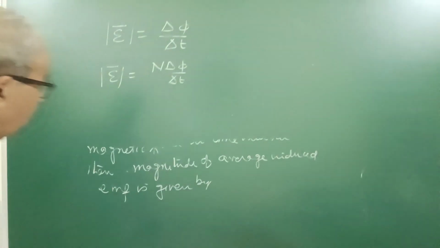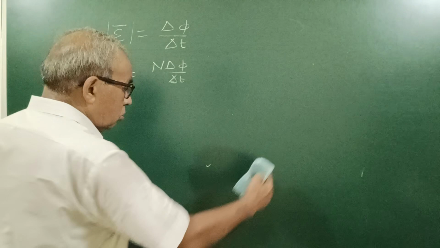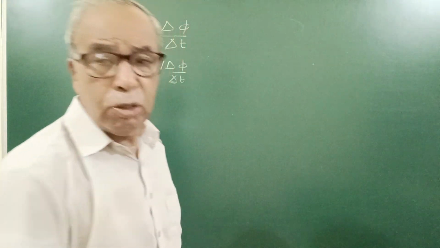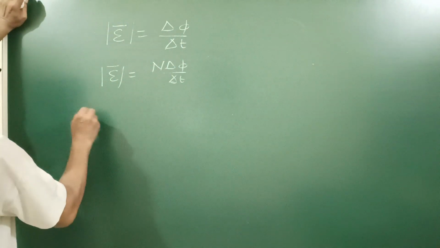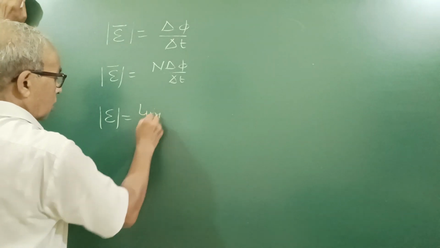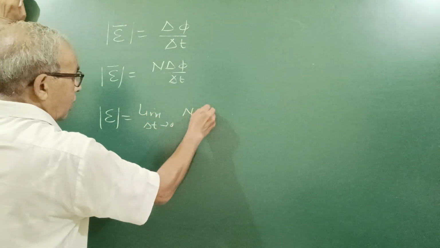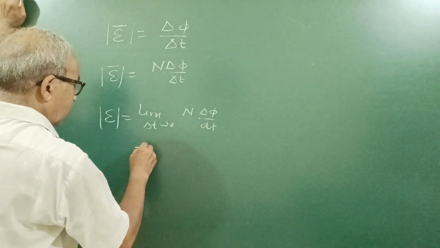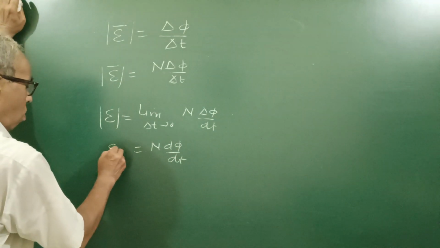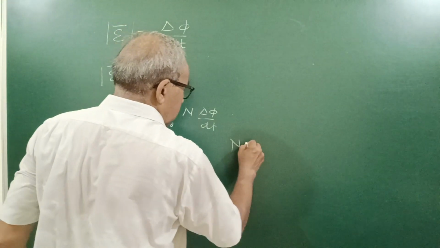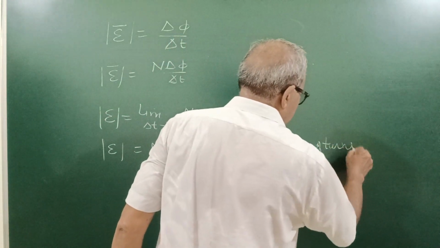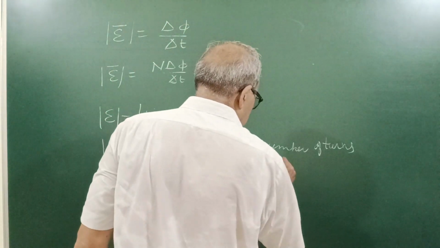And the instantaneous value of EMF. Why have I written average? Because the change may not be constant throughout the interval. You will find later on that the change is not constant, and the instantaneous value is given by limit delta t tending to 0 of delta phi upon delta t, or we write it as n d phi over dt. What is n here? n is equal to the number of turns in the closed circuit.